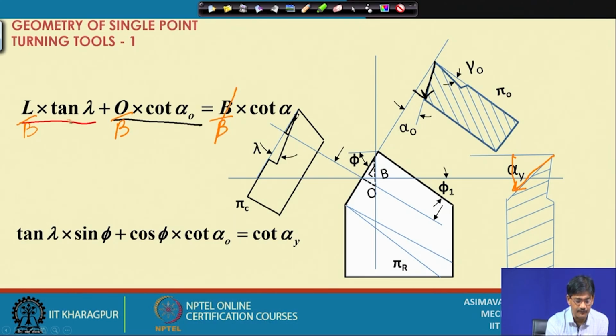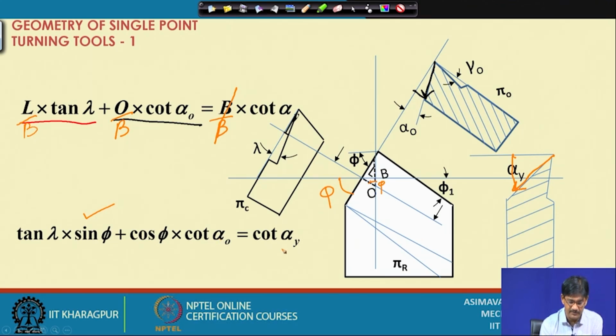cancel, and therefore, we have tan lambda multiplied by L by b. Now, what is L by b? Phi being equal to this, we understand this must be phi. Oh, sorry, this is 90 minus phi, and therefore, this is equal to phi. If this is phi, then L by b must be equal to sin phi, and that is what we have here, sin phi. So, we are replacing here sin phi. O by b must be cos phi, cot alpha comes here.